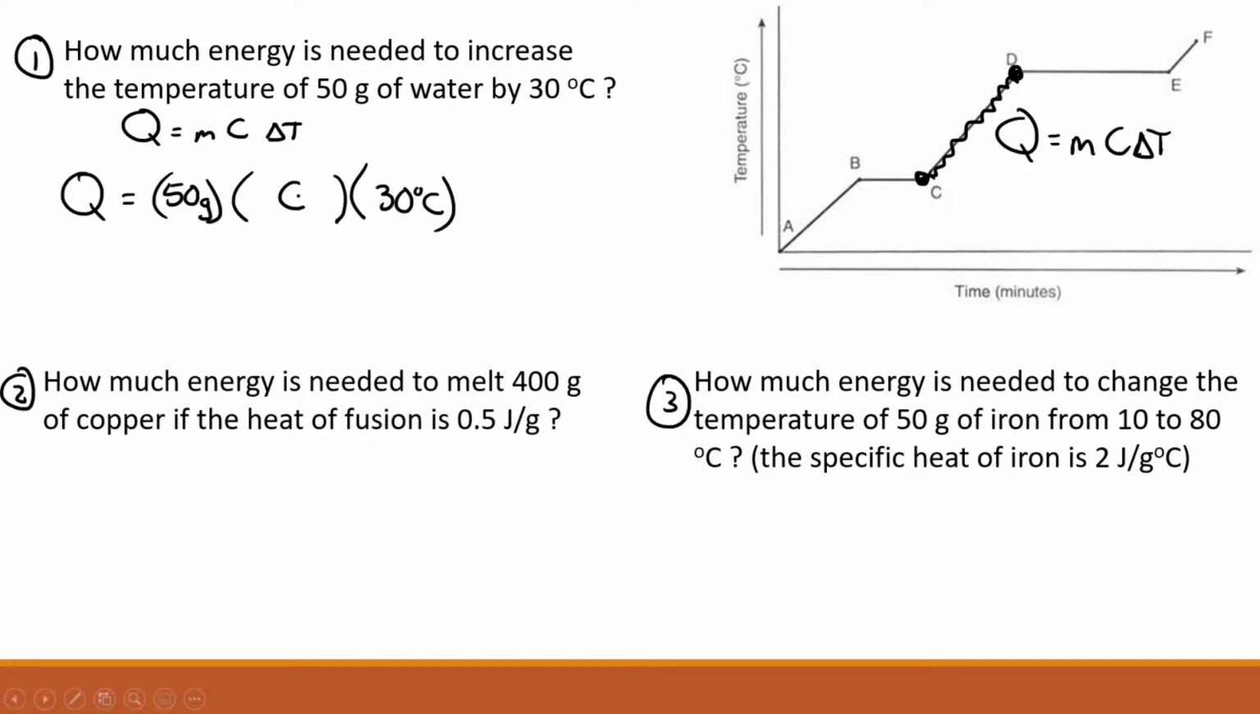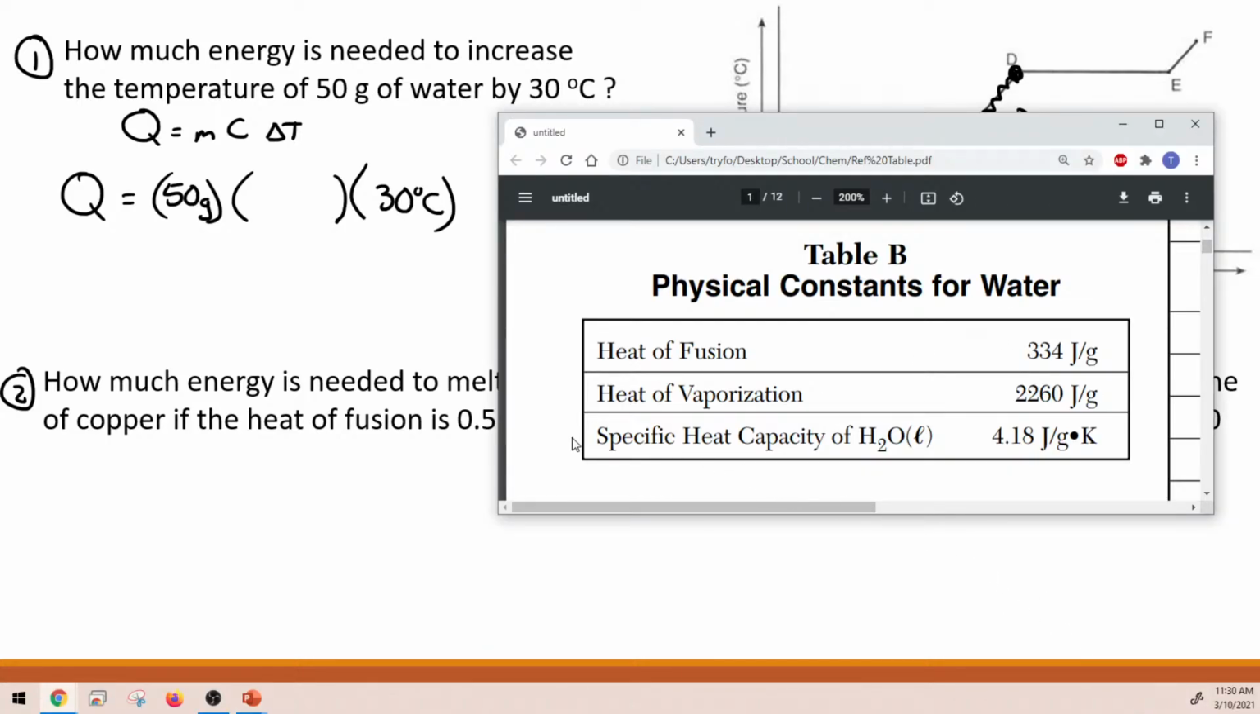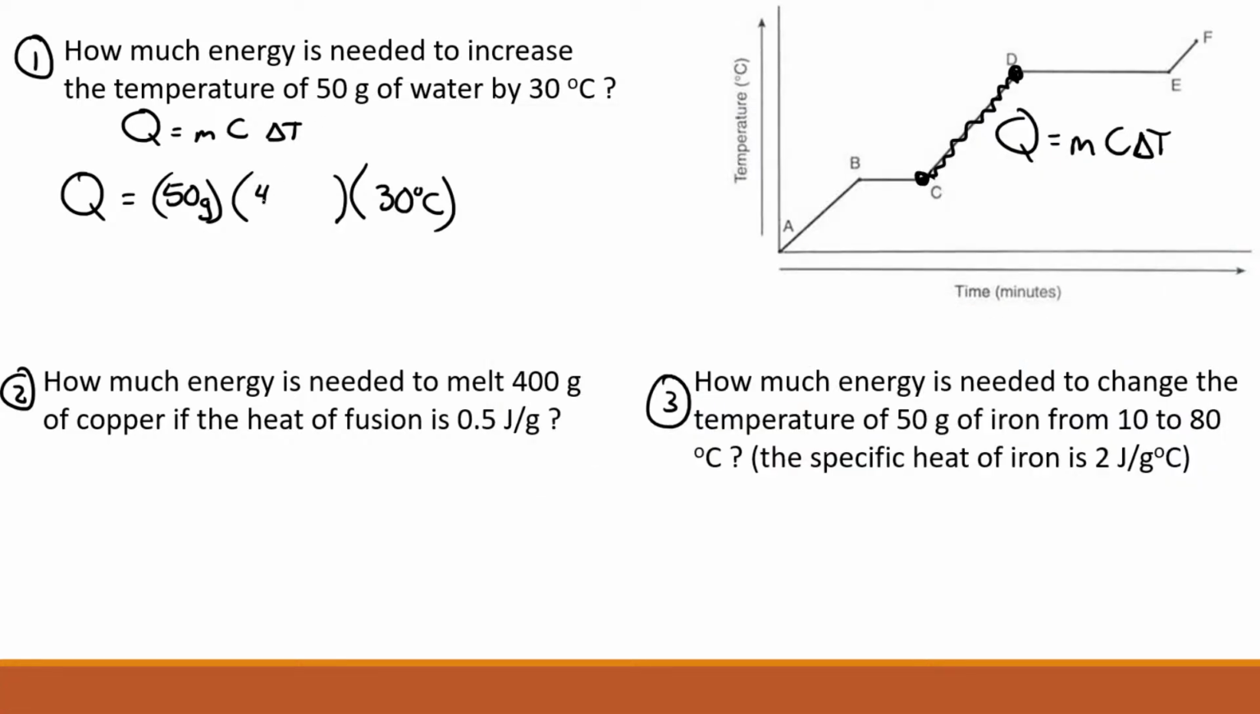C, specific heat of water, is given to me on the reference table. Specific heat capacity of water is 4.18 joules per gram degree Kelvin, or joules per gram degree Celsius. 1 Kelvin and 1 Celsius are the same size, so they are interchangeable in terms of change. So I'm going to go 4.18 joule per gram Kelvin.